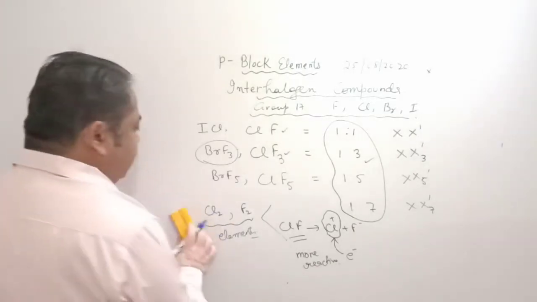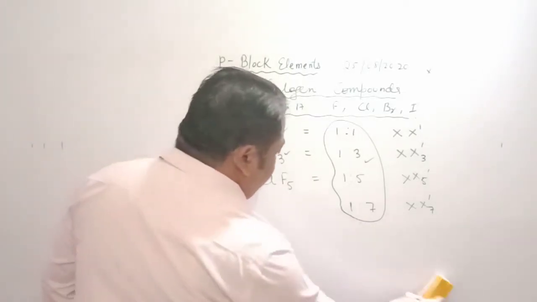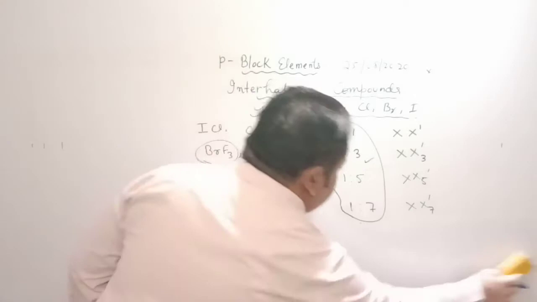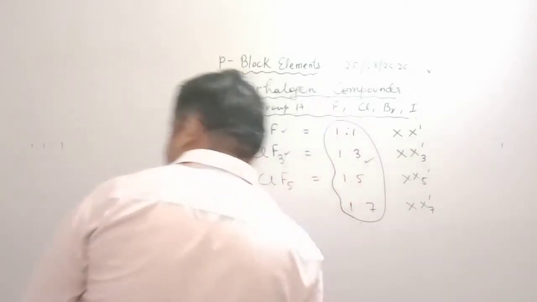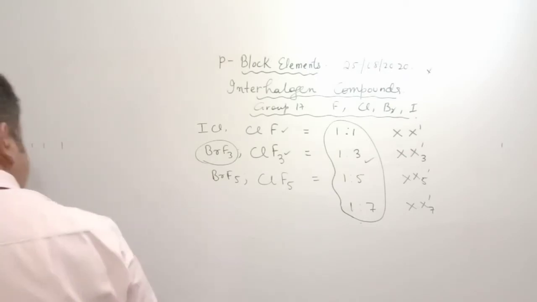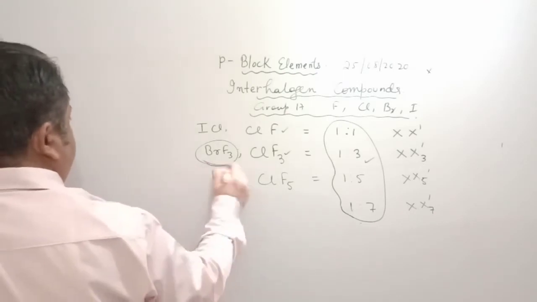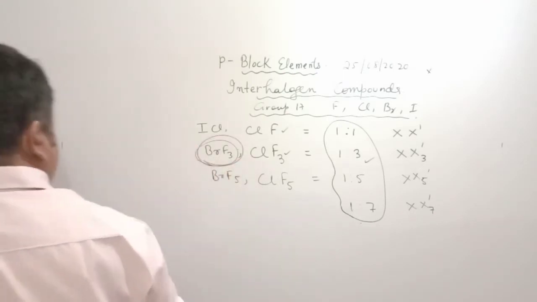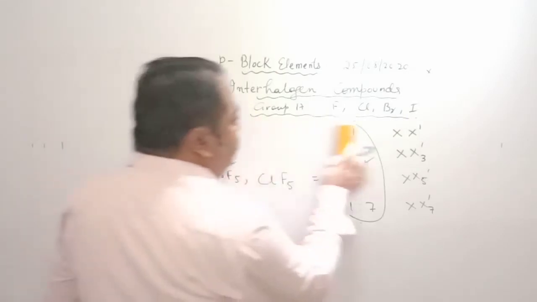Now we will take one problem from the textbook, and the rest you will be able to do yourselves. In your textbook there is one question given. Discuss the molecular shape of BrF3 on the basis of VSEPR theory. BrF3, yes, this molecule is there. So I'll erase it and I'll make a clean board.